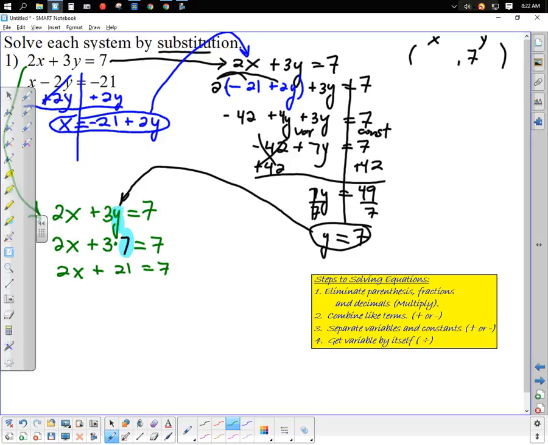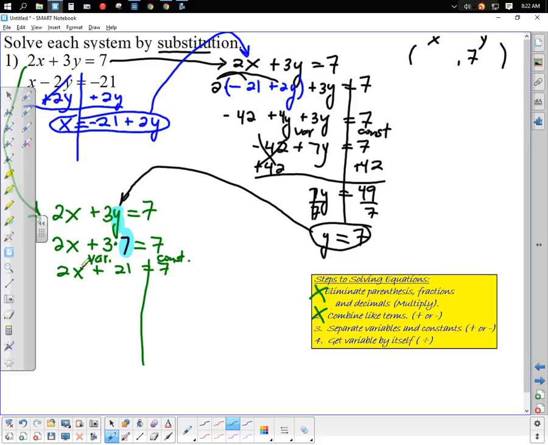Now, step number 1, eliminate parentheses, fractions, or decimals. I don't have any of them. Number 2 is combine like terms. On the left, these two cannot be combined because it's different. On the right hand side, 7 cannot be combined because it is by itself. Step number 3, separate variables and constants. Variable means letters. So the letters right here on the left side. So I'm going to abbreviate var for variable and const for constant.